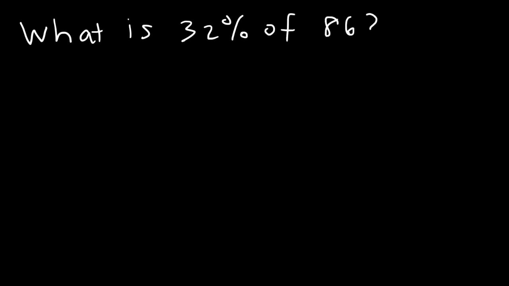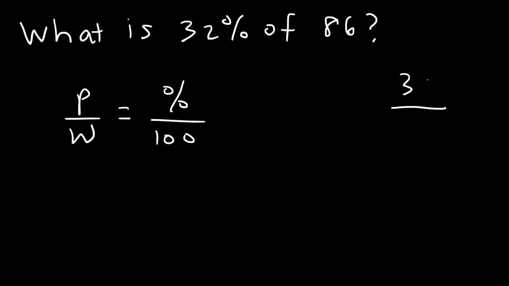But that's the answer. Now the second thing that we need to talk about is how to find the part. This question is going to illustrate it. What is 32% of 86? So let's write the equation first. We have the percentage, 32%. Now the number that's associated with the word of is 86, and that's the whole. So we're looking for the part, which we can replace with X.